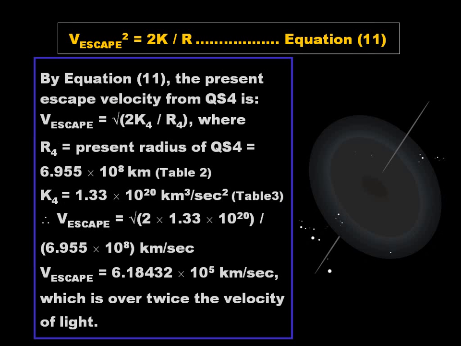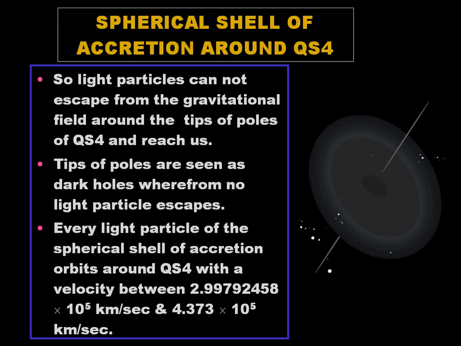By equation 11, the present escape velocity from QS4 is V escape equal to root 2k4 by r4, where r4 is present radius of QS4, which is equal to 6.955 into 10 to the power 8 kilometer, and k4 is 1.33 into 10 to the power 20 kilometer cube per second square. Therefore, V escape is 6.18432 into 10 to the power 5 kilometer per second, which is over twice the velocity of light. So, light particles cannot escape from the gravitational field around the tips of poles of QS4 and reach us. Tips of poles are seen as dark holes wherefrom no light particles escape.